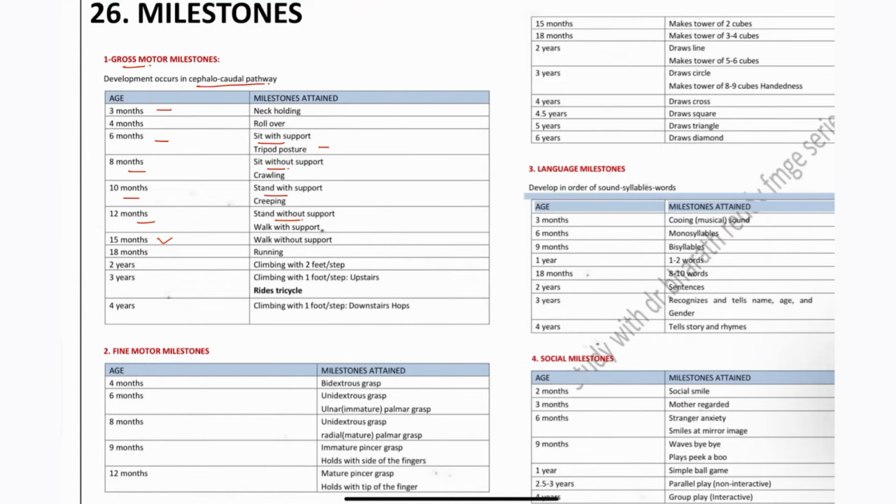Okay, by 15 months walk without support, 18 months running will be seen. And by 3 years, 3 for 3, tricycle. Okay, and another one, at 4 years the patient will be climbing upstairs and downstairs, and hopping is also seen in this patient.